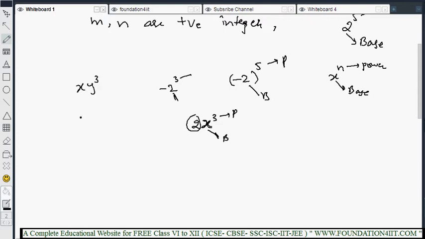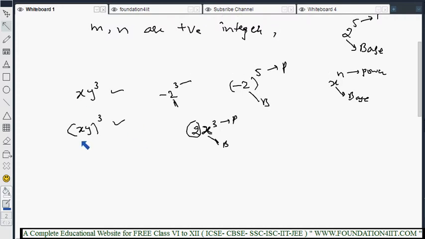Now xy cubed and (xy) whole to the power 3 are completely different. In x y cubed, 3 is the power, y is the base. But in (xy) to the power 3, 3 is the power and x into y is the base, because this power is for completely x into y. So for whichever number the power is there, that one is the base. Here x is just a coefficient. This all we'll see further.